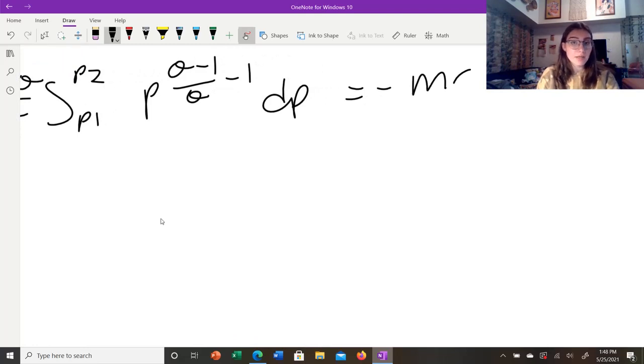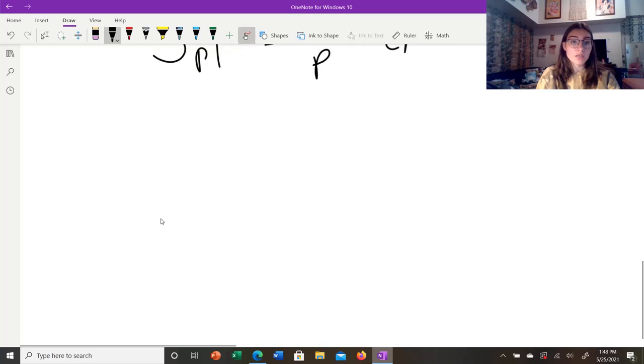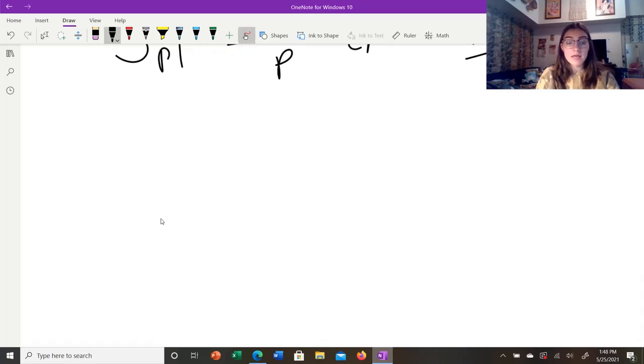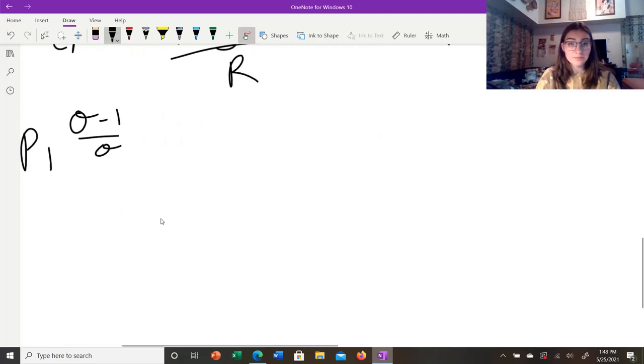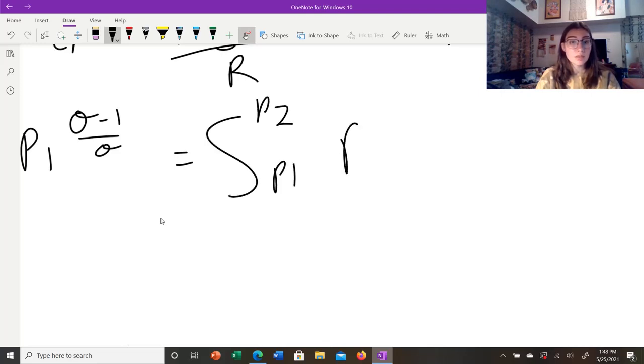We're keeping the stuff on the right the same again, not too much change over here, so the negative mg delta z over R. Now what we're going to do is get all the constants and stuff on the same side and just the integral on the left. So that is what we're going to do here: negative mg delta z over R T1, because we divided that over, times P1 to the (gamma minus 1) over gamma, equals the integral from P1 to P2 of P to the (gamma minus 1) over gamma minus 1 dP.